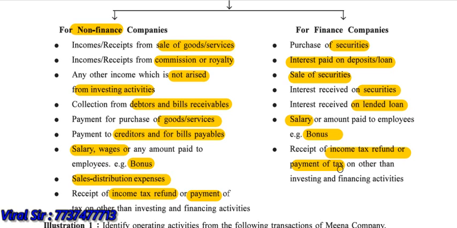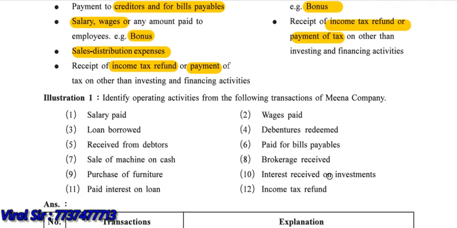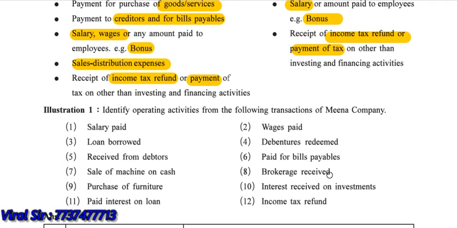Now let us quickly have a simple example so we can clarify what is operating and what is non-operating. For illustration number 1, we will be going with the duo language English as well as Hindi. Illustration 1. Identify operating activities from the following transactions of Meena Company. There are 12 transactions given, and we have to find out which of them are operating.